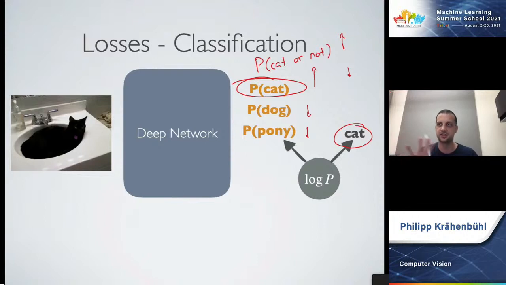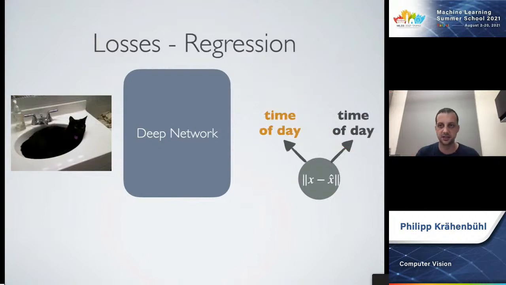And again, this is more or less standard machine learning. Computer vision really didn't invent anything. The same for regression. If you would want to regress to a continuous output, again, we would just use an L1 or an L2 distance. Again, standard machine learning. Okay.